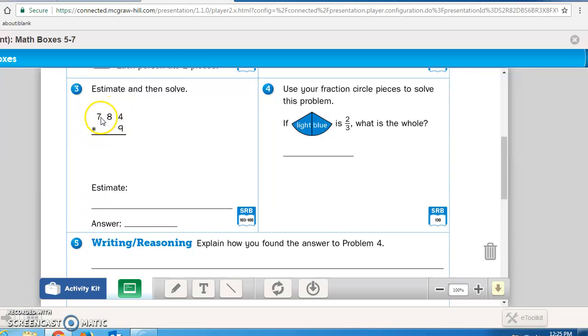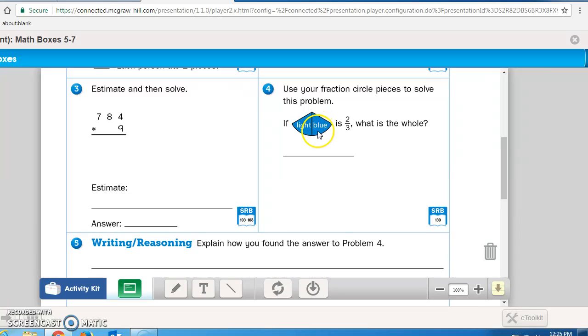Or you could round this to the 100 spot. The 8 is larger than 5, so you would round up to 800. Pause the recording now and finish Math Box 3. Math Box 4 wants you to get out your fraction circle pieces to solve this problem. If these 2 light blues equal 2/3, what is the whole? So each one of these would be worth 1/3.